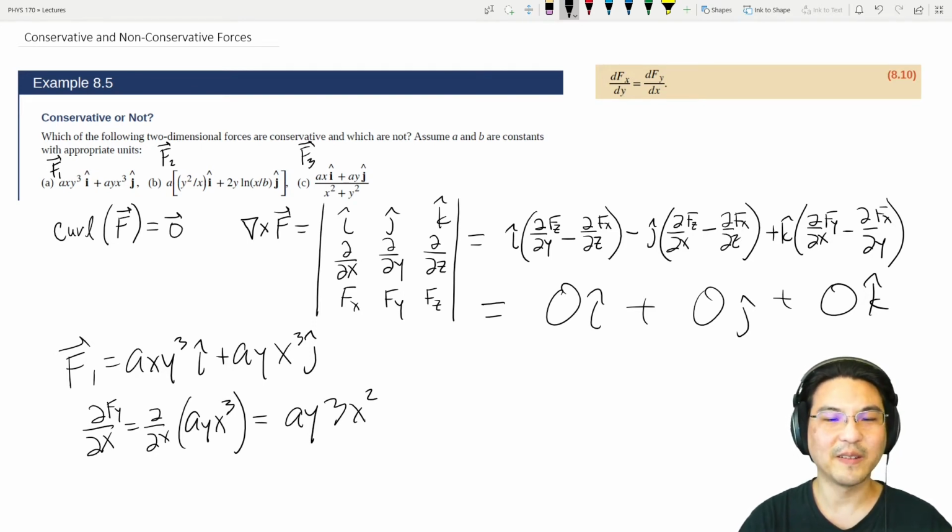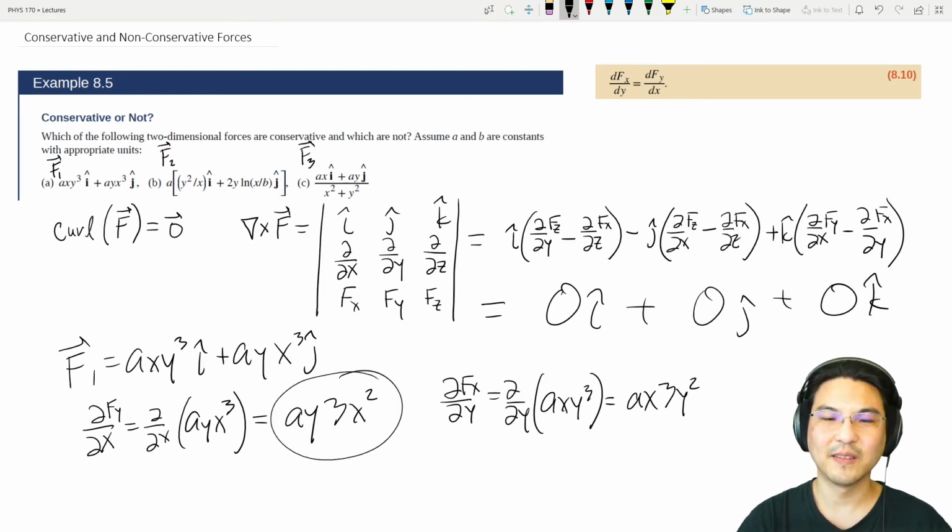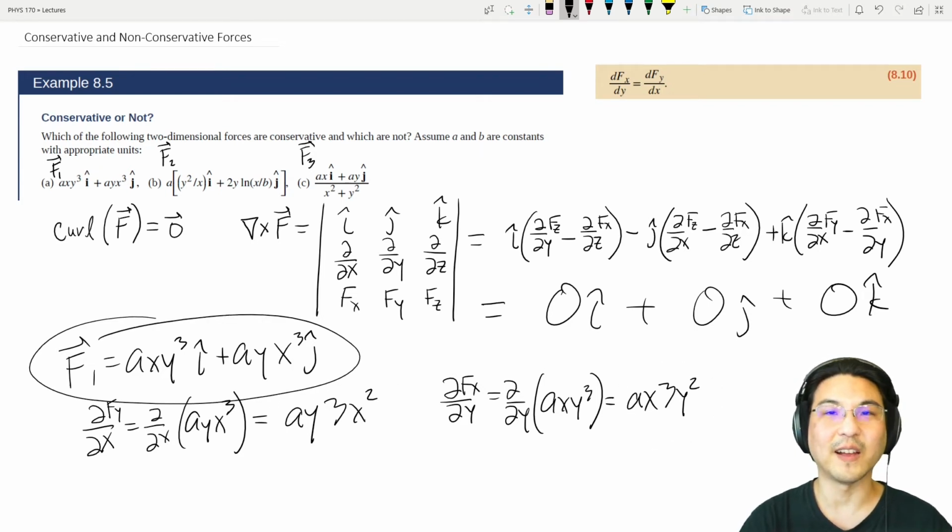Okay, now we check the partial of Fx with respect to y, like this over here. So partial with respect to y of, here's the x component right here, a x y cubed. With respect to y, both a and x we treat as constants, and then just take the derivative of y cubed with respect to y, so that's 3y squared. And now this is not equal to this, so that means this force is not conservative.